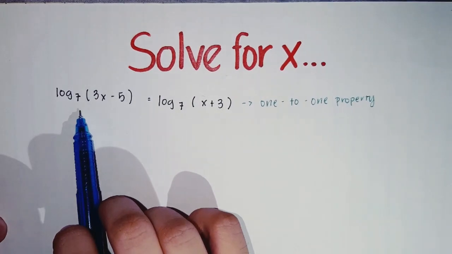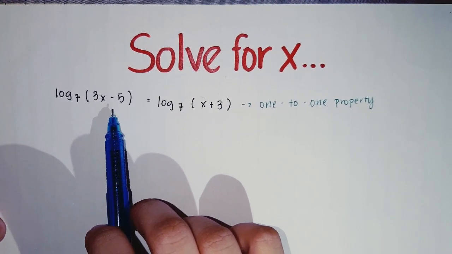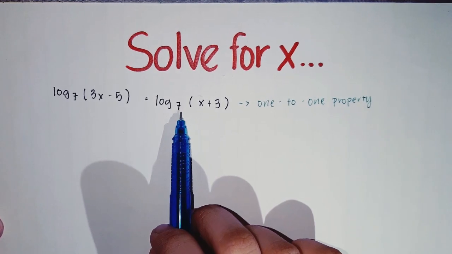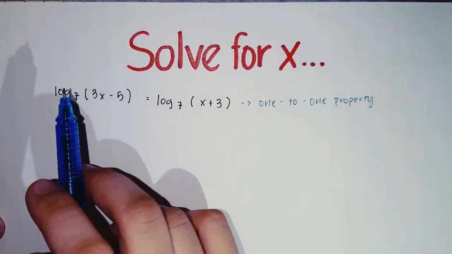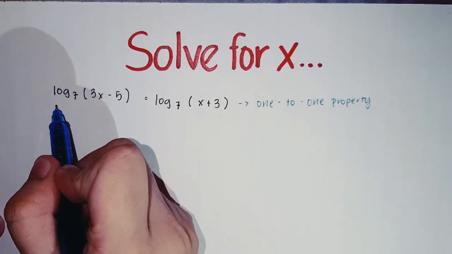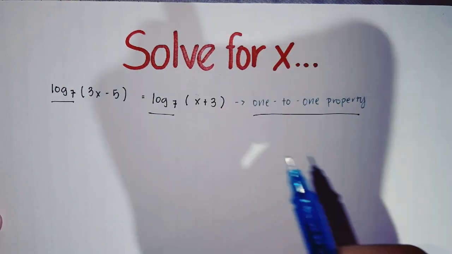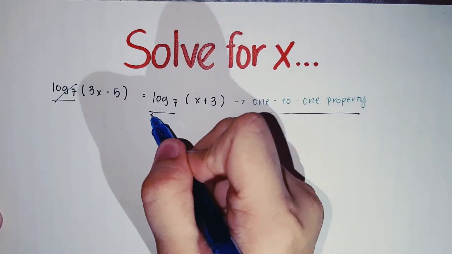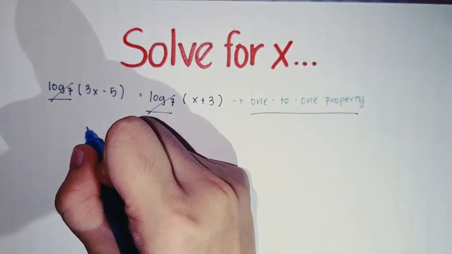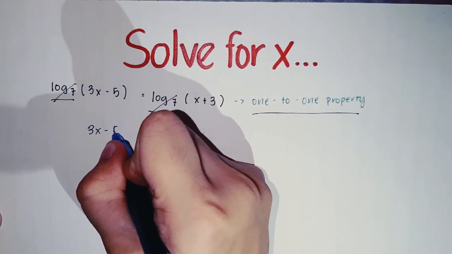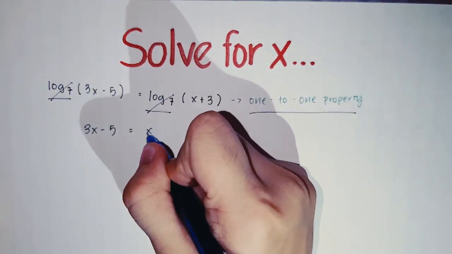So, let's start. We have log base 7 of 3x minus 5 equals log base 7 of x plus 3. For this first example, we can see that they have the same base, so we use the one-to-one property. That means we don't need the logs and we just have to bring down 3x minus 5 equals x plus 3.